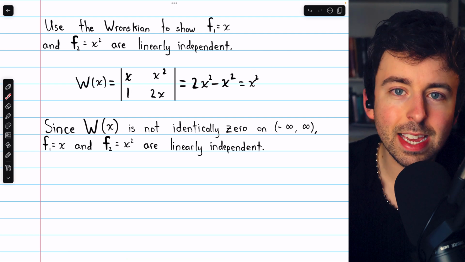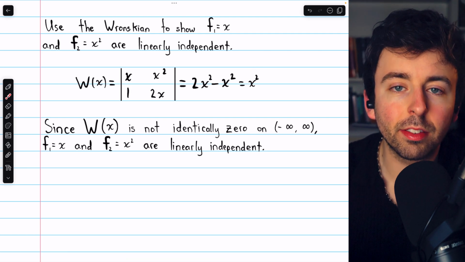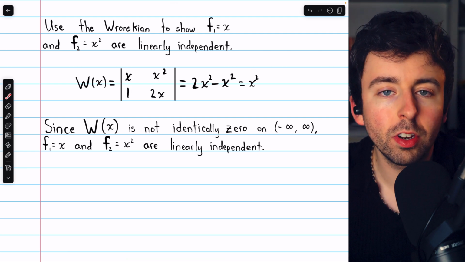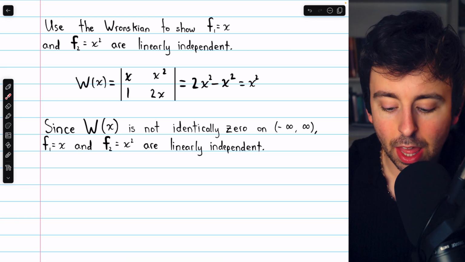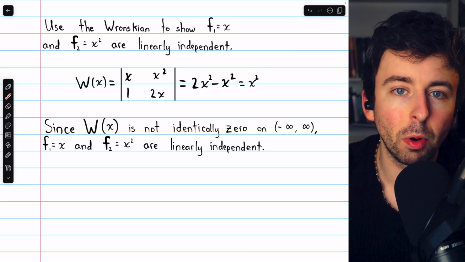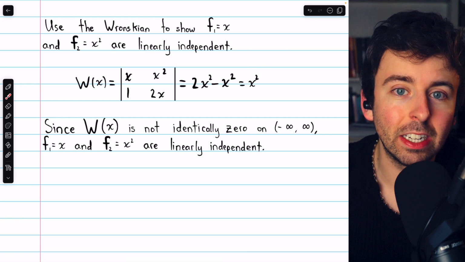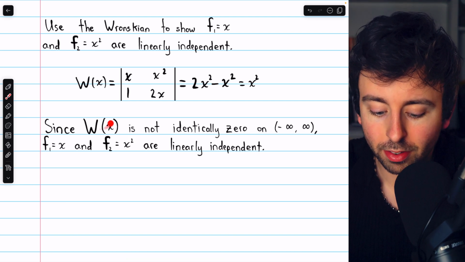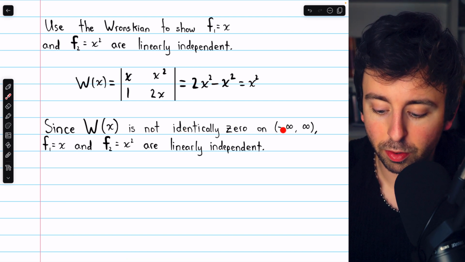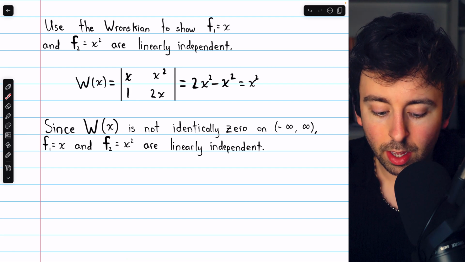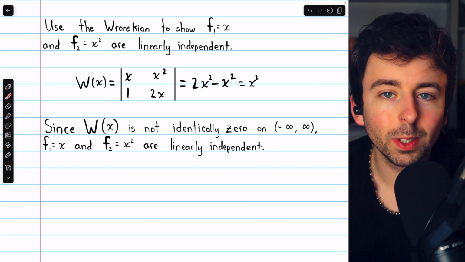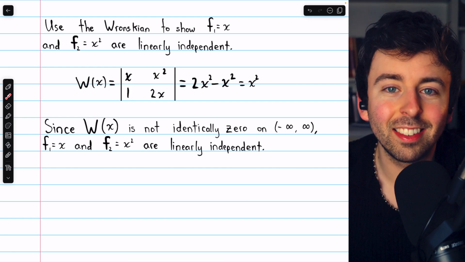Again, for this to be identically 0, and so we couldn't conclude the functions are linearly independent, that would mean that this determinant is 0 everywhere. That's definitely not the case here. So since the Wronskian is not identically 0 from negative infinity to infinity, x and x squared are linearly independent functions. It's as easy as that.